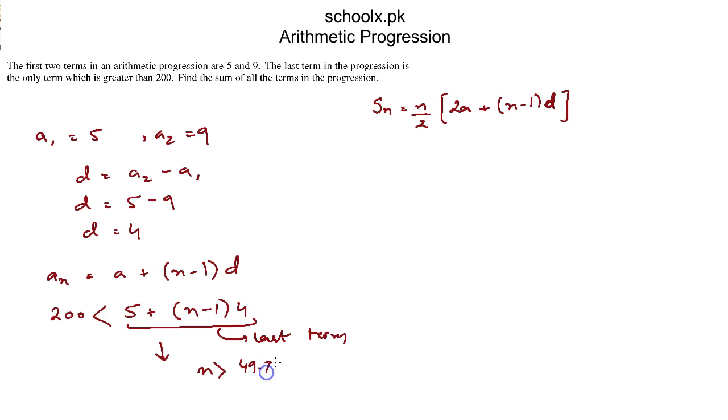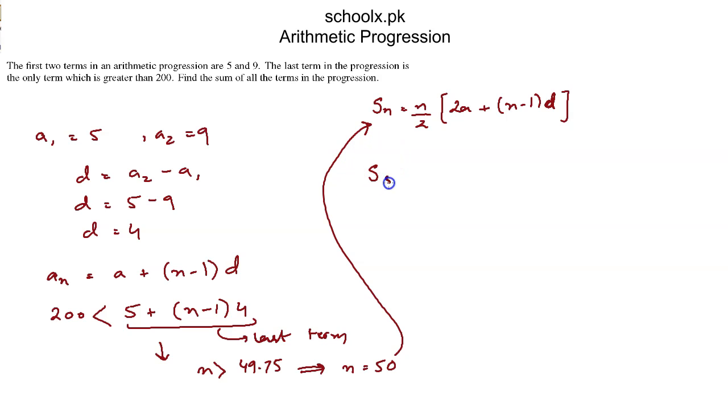49.75. So as I told you before, an arithmetic sequence is a function where the inputs are whole numbers. So the nearest whole number which is greater than 49.75 is 50. So n is 50. Now we'll plug in this n in this formula and we'll get the sum of the terms up to 50 terms.